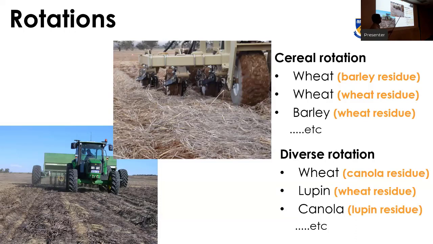So our cereal rotation, lots of cereal stubble, wheat, wheat, barley, went for 12 years. Our diverse rotation was wheat, lupin, canola. It wasn't always lupin. For 3 years it was chickpea, for 3 years it was pea, and then lupin. So we've had a few different things there, but wheat, legume, canola. The thing to remember here is that we're always going into a cereal residue for our cereal rotation. For the diverse rotation, this is going into a lupin stubble. So I've got different residue types going into our diverse rotation.